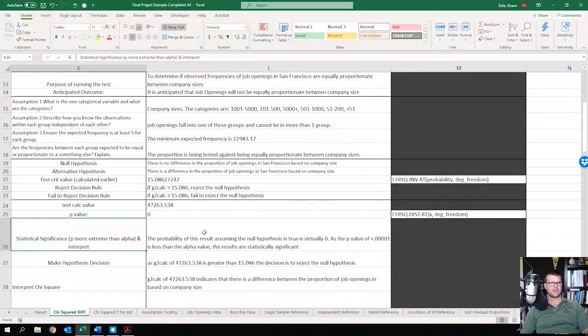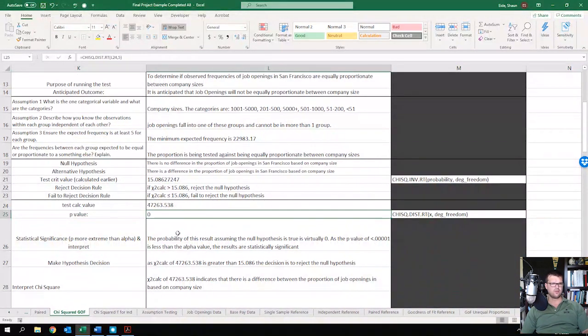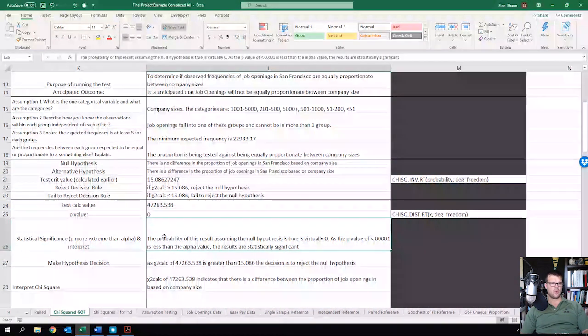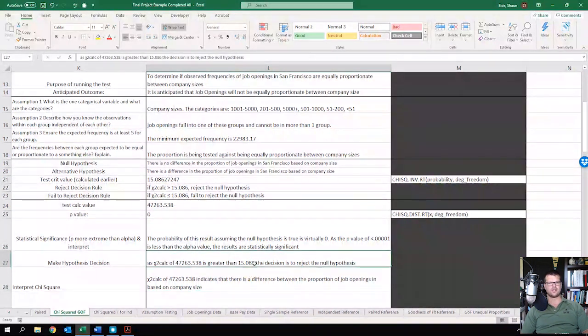Next, statistical significance. You compare the p-value to the alpha. Okay, so the p-value of 0 compared to the alpha, we know that this is statistically significant. The probability of this result, assuming the null hypothesis is true, is virtually 0. And notice I didn't say 0, I said virtually 0. As the p-value of less than 0.00001 is less than the alpha value, the results are statistically significant. You can literally copy this and paste it and just modify the words.